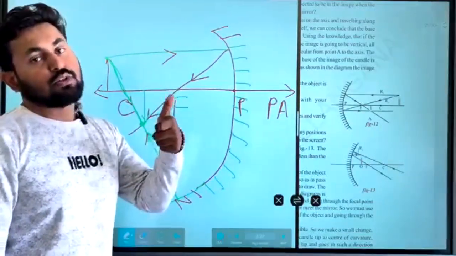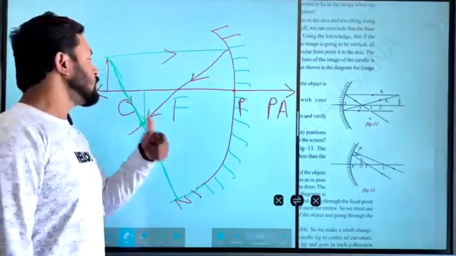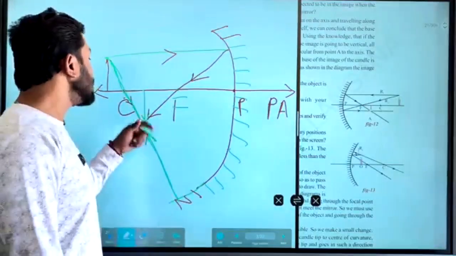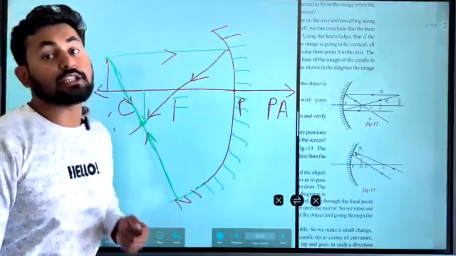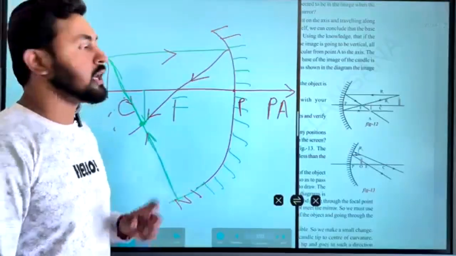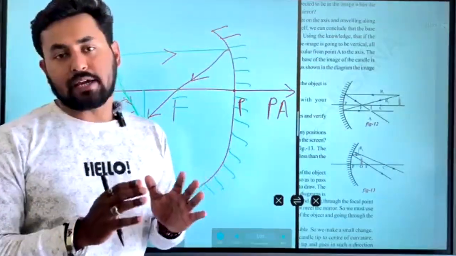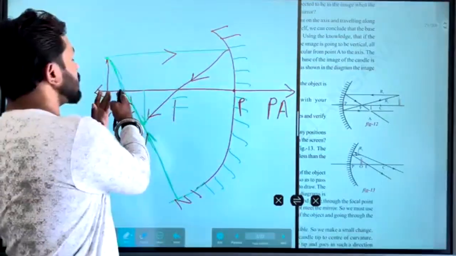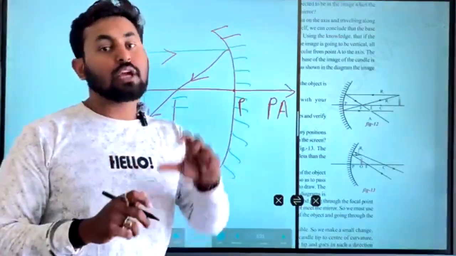In which case, wherein the object is beyond C, the first point is the object is between center of curvature and focus. The second point is this is inverted, which means the nature of the image is real and inverted. As I told you when we started drawing ray diagrams, take the proper measurement of the object and of the center of curvature from the pole, so that whatever image you get, you will get it perfectly.